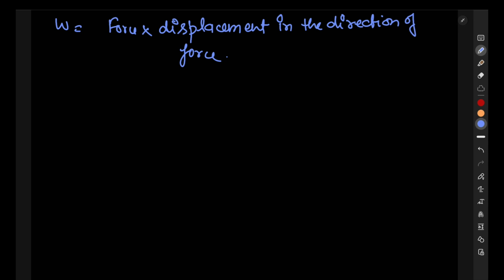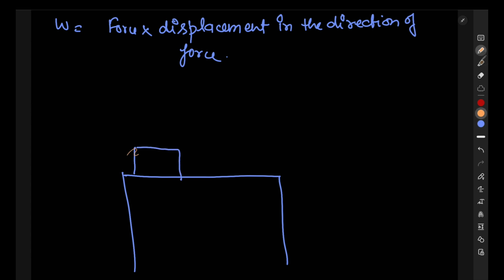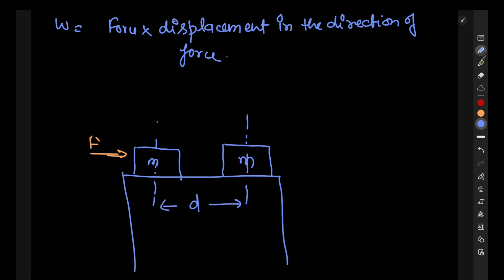is called work. For example, if we put a mass m on a table and apply a force capital F on this mass, and it displaces from this point to somewhere here, and the displacement is d.